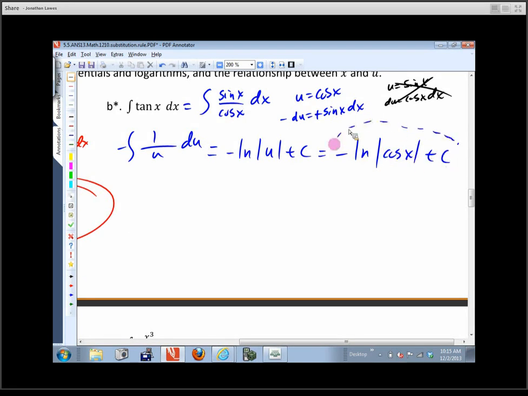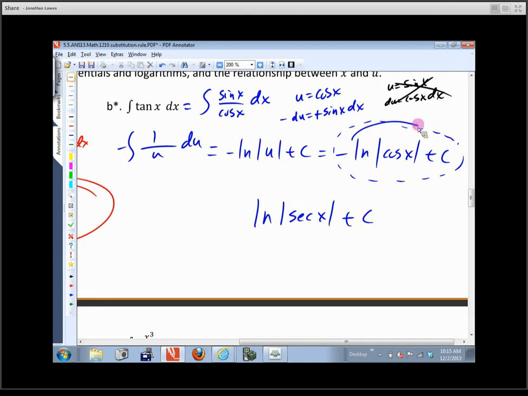Here's the problem, though. If you look at this in a textbook or find this in an integral table, that's probably not what you're going to see. What you're going to see is this, the ln of secant of x plus c. That's usually what you'd see. What did they do from here to here?